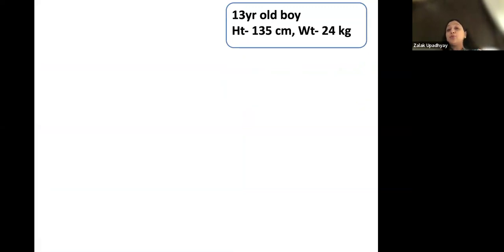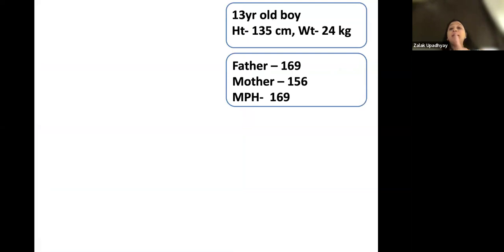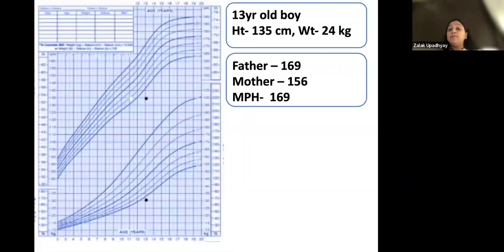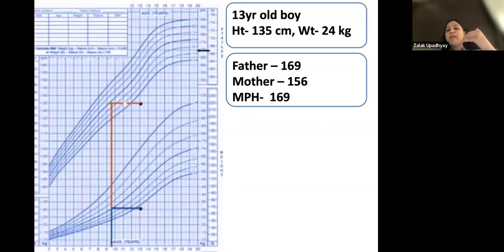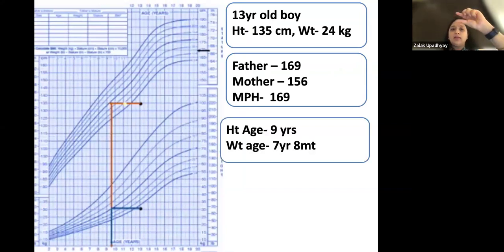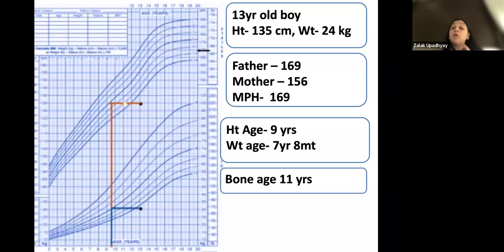Now coming to case 2 of a boy, he's 13 years old, height is 135, weight is 24. Parents' height is good, MPH is proper, it's normal, above the third centile, not below. So parents are not short. Height age is 9 years, weight age is 7 years 8 months. Sorry, don't look at the diagram. There is some issue with the plotting in the PPT. Now look at this, bone age is 11 years, right? So the boy is 13 years old, but look at the bone age, it is delayed.